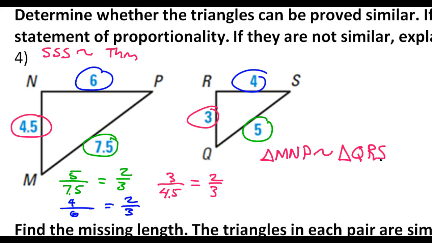Alright, that's the similarity statement. Now the statement of proportionality is going to be all of these, the ratios of all the sides. Not the numbers, but the letters. Okay, so for example, the pink ones, alright, so that's MN over QR.